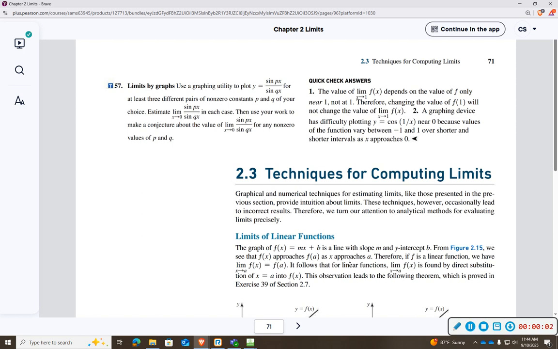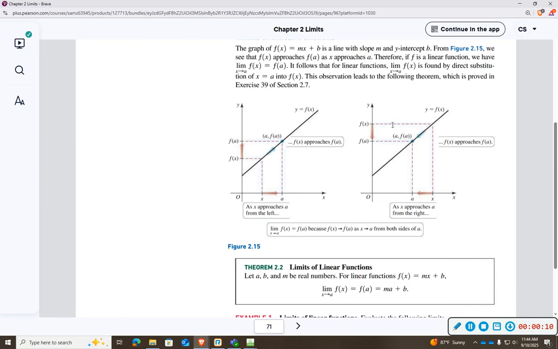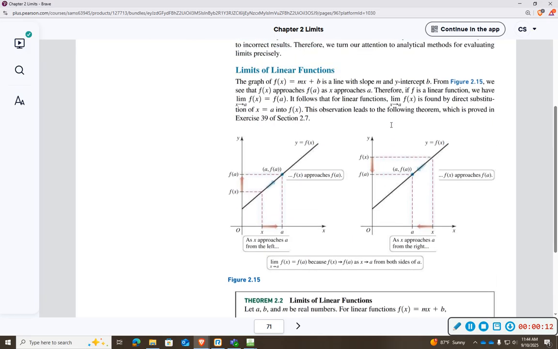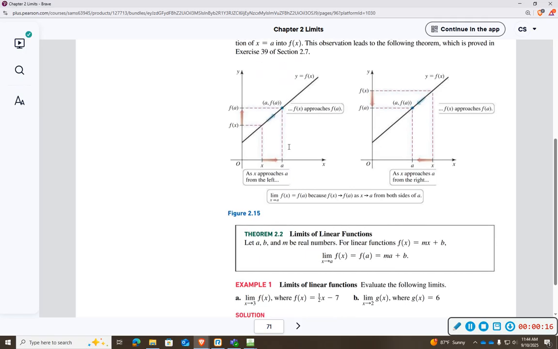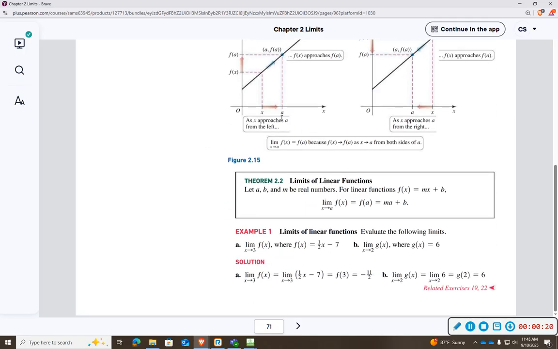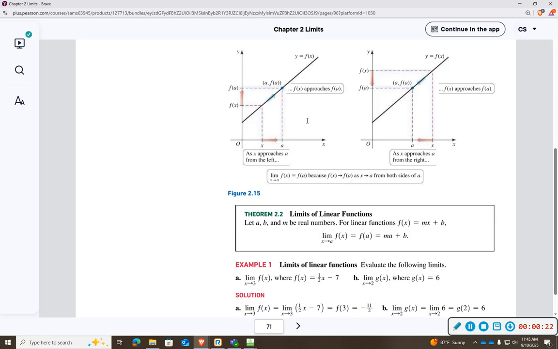All right, today we're going to be looking at section 2.3. These are techniques for computing limits. And we start out with an example and definitions. So the limit of a linear function is just a straight line. We are given that since it is a straight line, we can find the limit by just using direct substitution. And so it leads to a theorem.